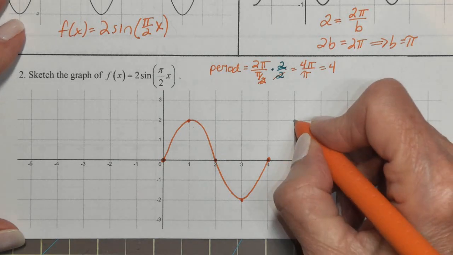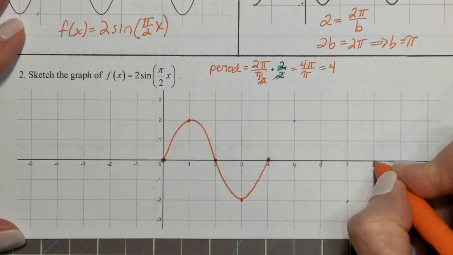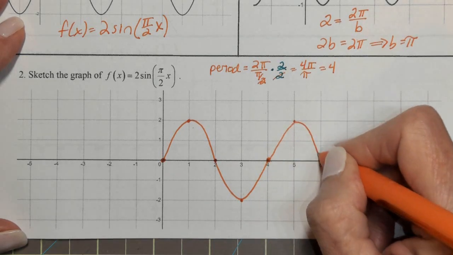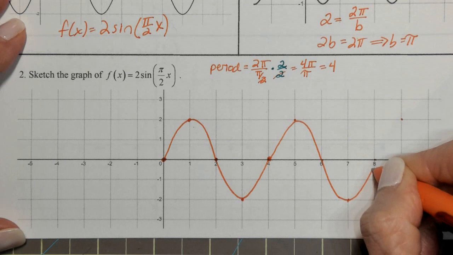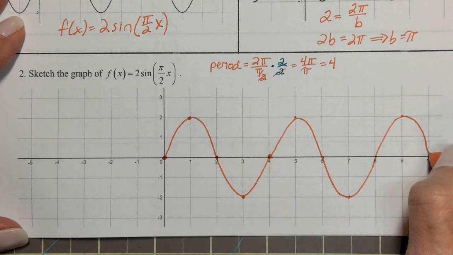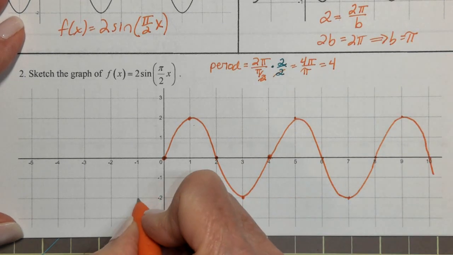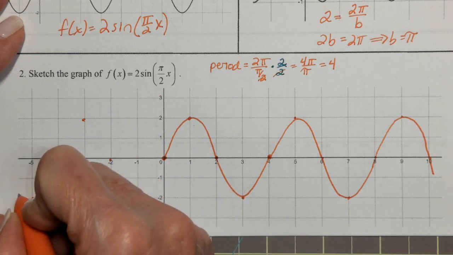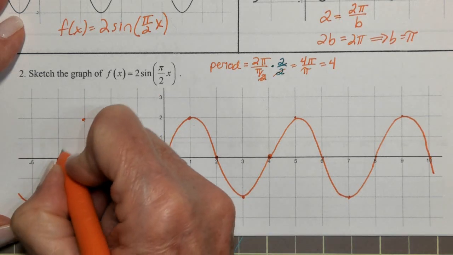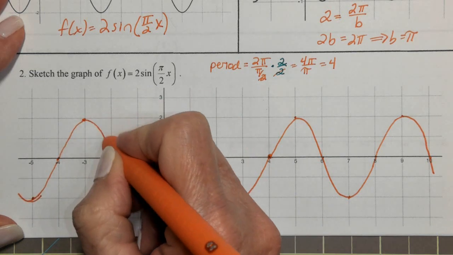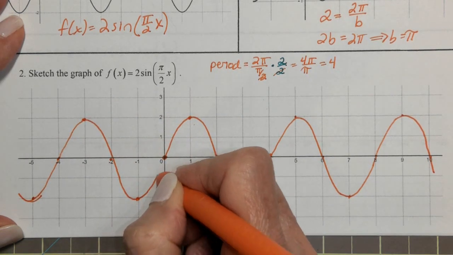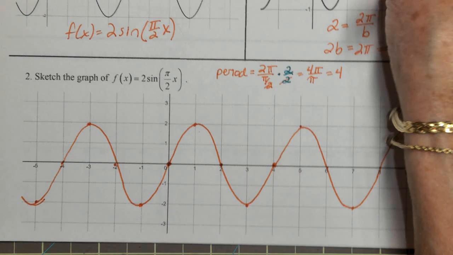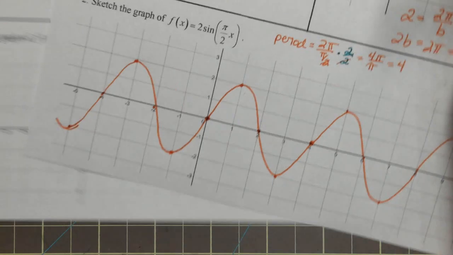So I'm going to continue this pattern until I end the graph on the right side. And I'm going to continue the pattern until I end the graph on the left side. And there's the graph of that function.